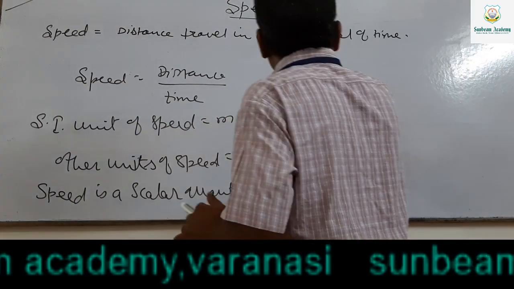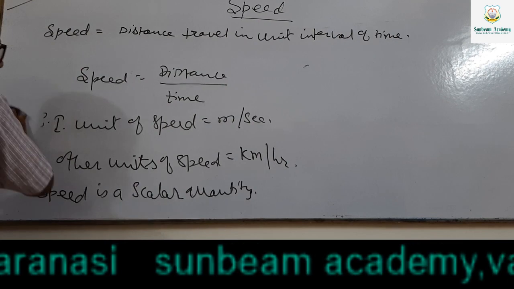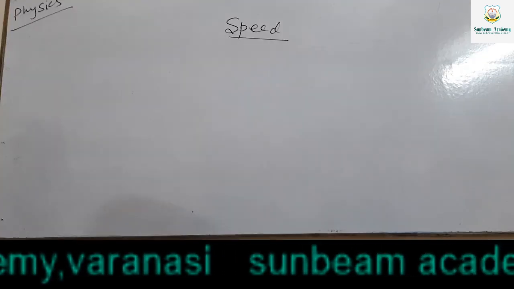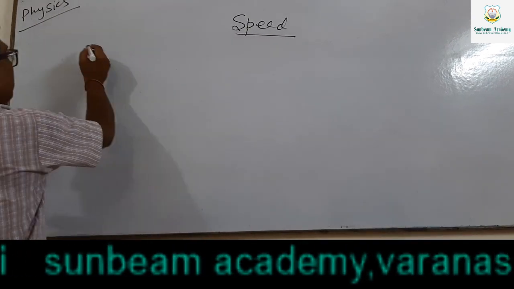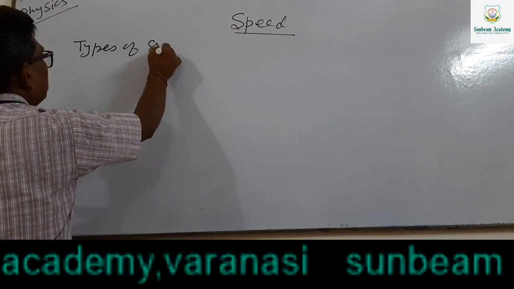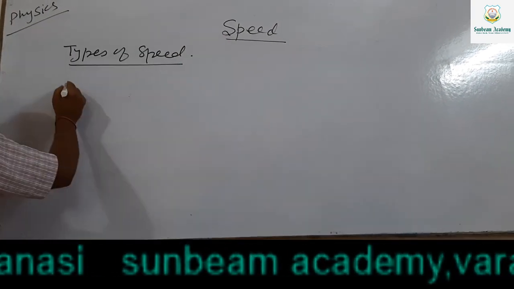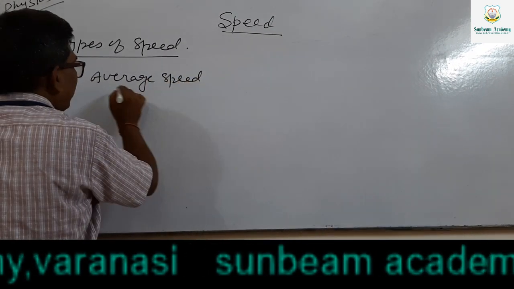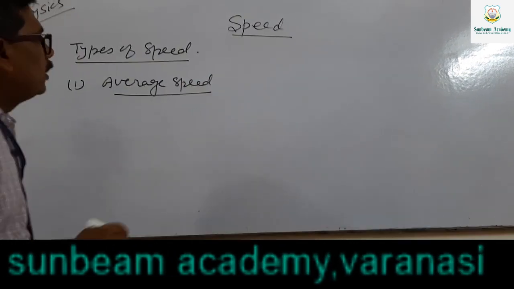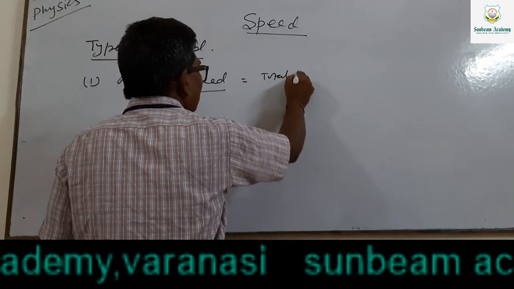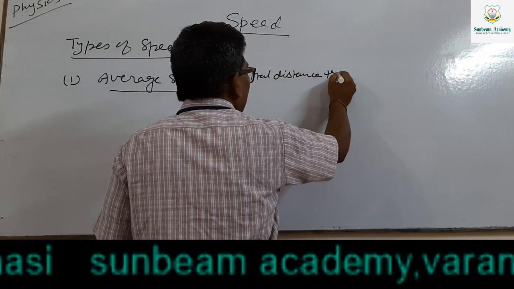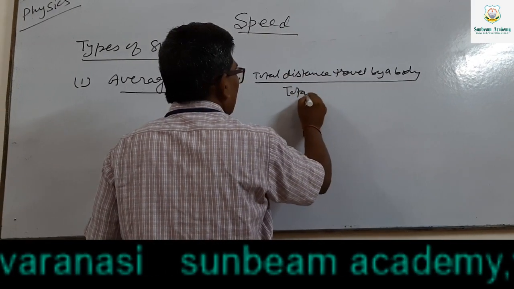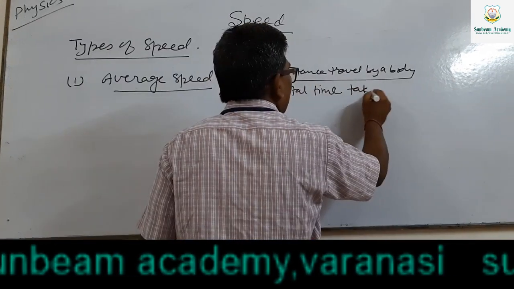Now, what are the different types of speed? I am explaining the different types of speed. First is average speed. Average speed means total distance traveled by a body upon total time taken.